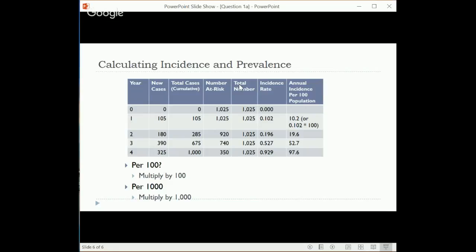All right, so to express something per 100, you just multiply it by 100. So for year 1, if we're changing this incidence rate, the 0.102, into a per 100 rate, we just multiply 0.102 by 100, which gives you 10.2. Year 2, 0.196 times 100 gives you 19.6. Year 3, 0.527 times 100 gives 52.7.